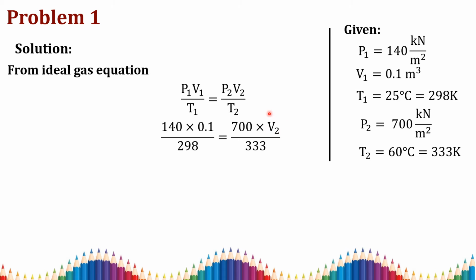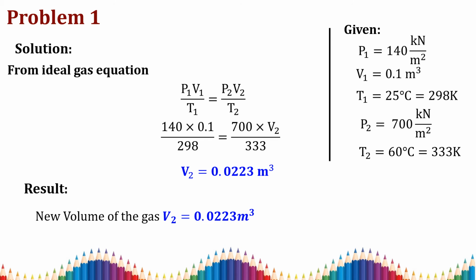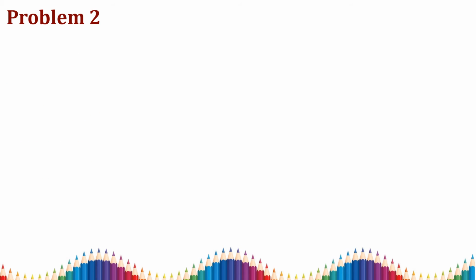Okay, so we can obtain V2 in terms of meter cube only. Then temperature: here I convert it to Kelvin, 298 Kelvin, and here it is also 333 Kelvin. So substitute these values and solve, we get the final volume V2 is 0.0223 meter cube. So as a result, the new volume of the gas, that is the final volume V2, equals 0.0223 meter cube. Okay. Next, we move on to the next problem.